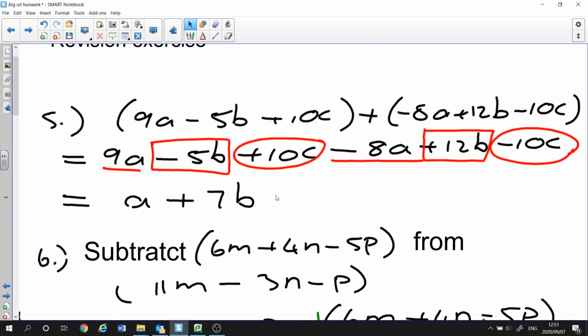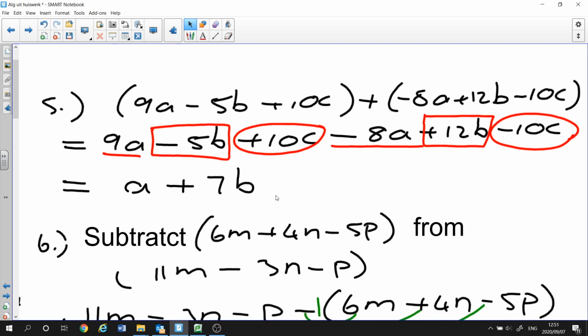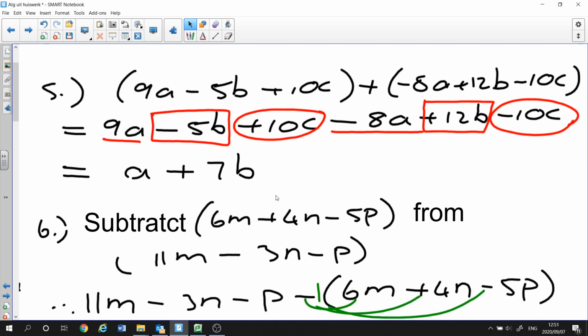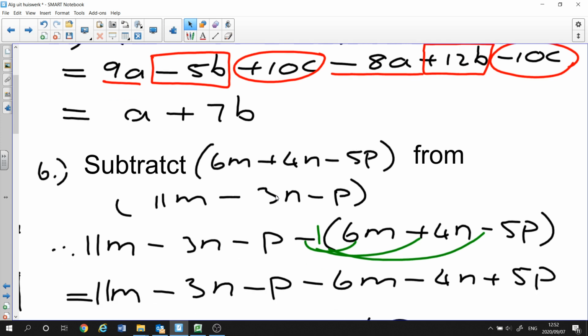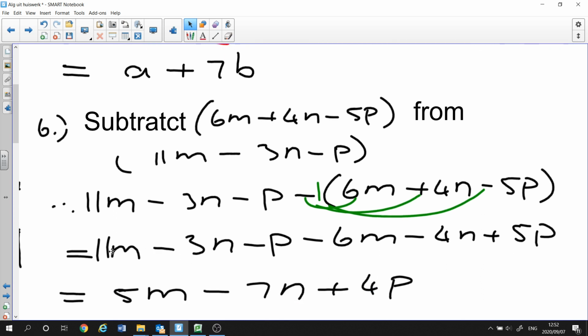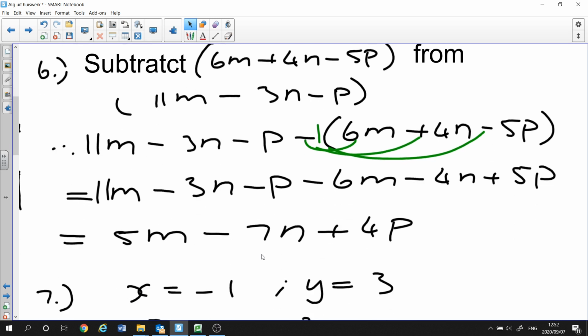Number 6, they ask to subtract 6m plus 4n minus 5p from 11m minus 3n minus p. Remember yesterday I said to you, the expression after "from" must come first. Right, so it's 11m minus 3n minus p minus 6m plus 4n minus 5p. So you see that invisible negative 1 changes all the signs inside the bracket. Everything changes. So then I look for like terms. 11m minus 6m is 5m, negative 3n minus 4n is negative 7n, and negative p plus 5p is 4p.